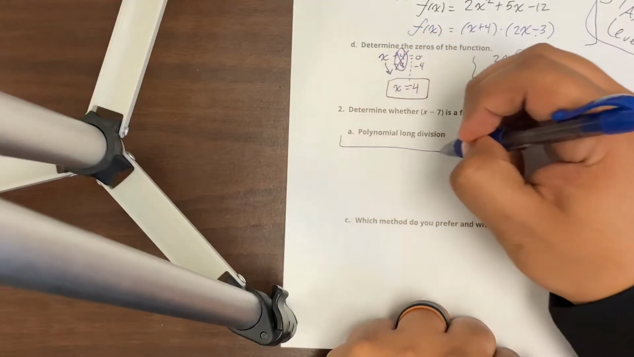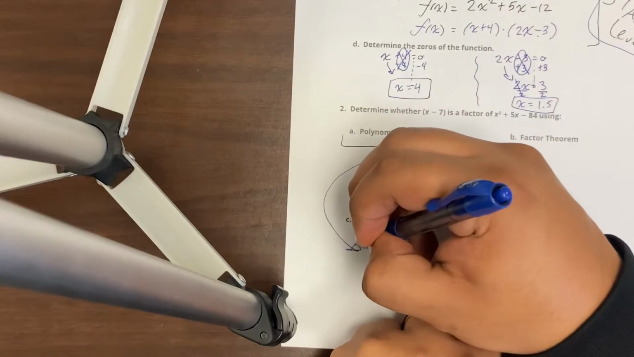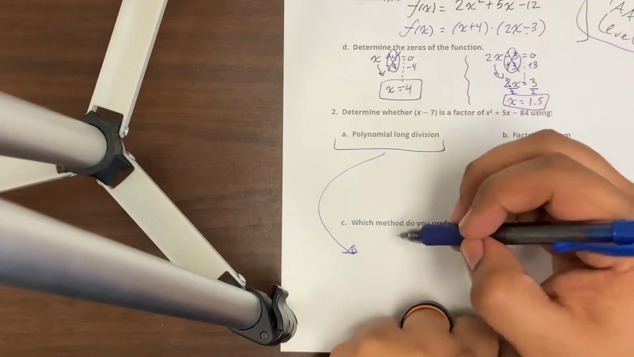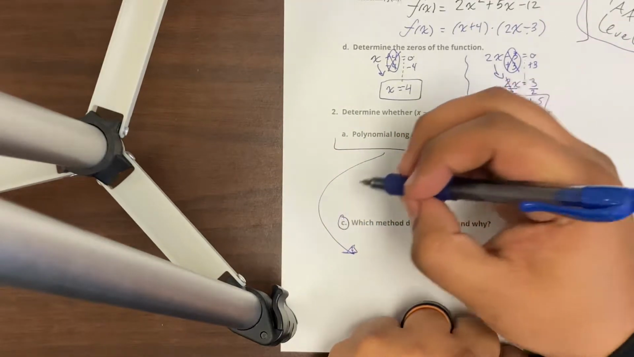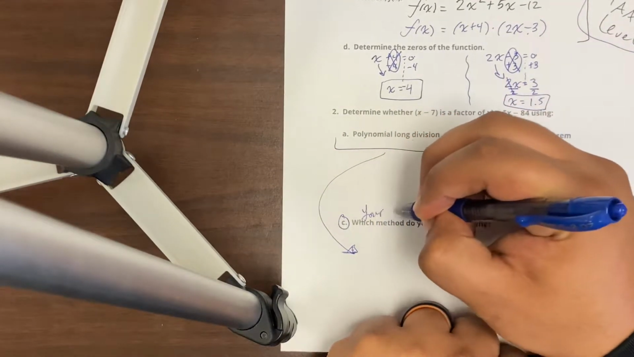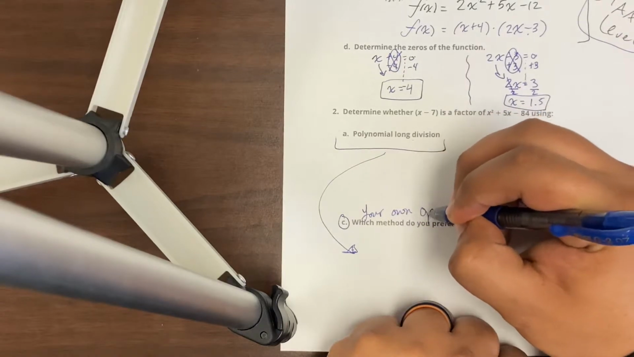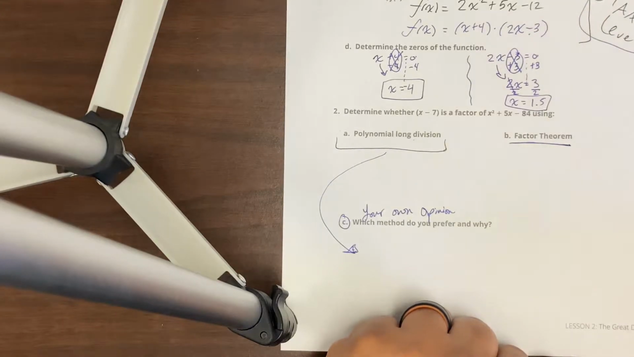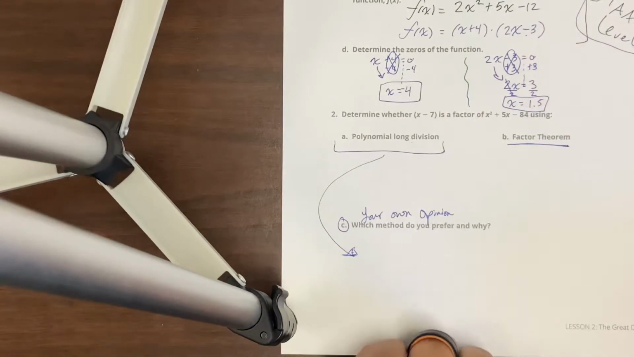Okay. I definitely do want you to try number 2 on your own. Do the long division on your own just to see how your teachers can do it. I'm going to skip that part. Obviously, letter C is your own opinion. But I do want to show you factor form. Definitely want to show you factor form.